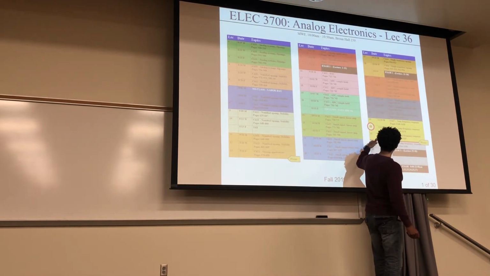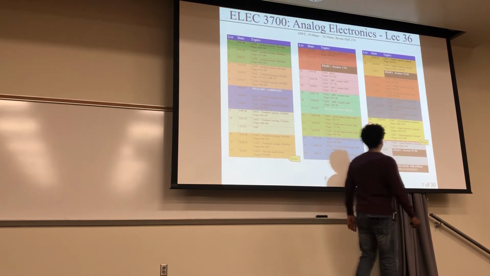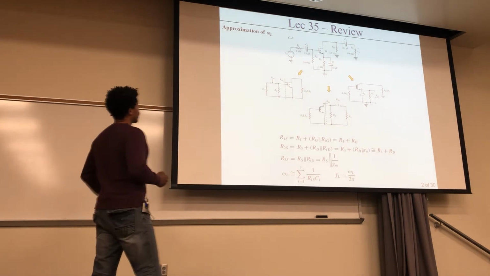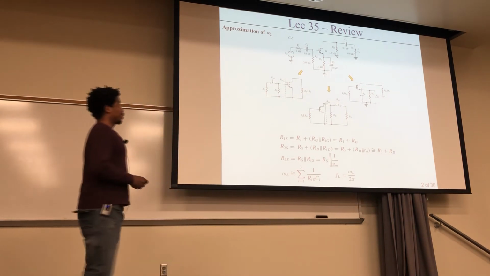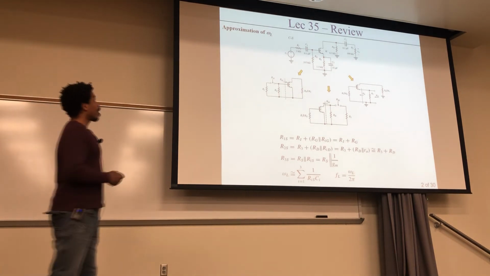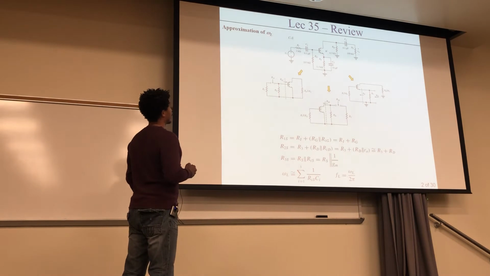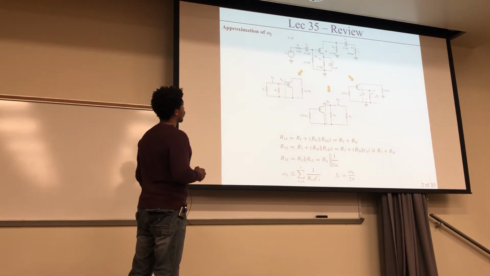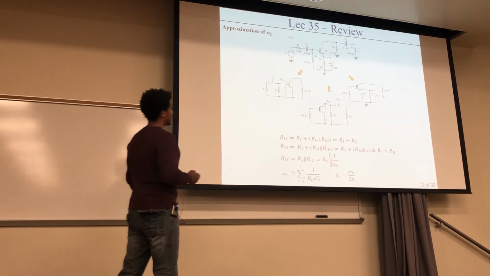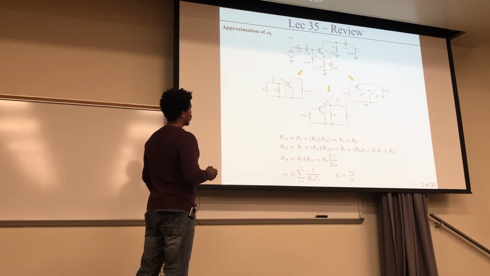Okay, so for review, lecture 35. In lecture 35, we looked at a method to approximate the lower cutoff frequency. We looked at a common source type of circuit and some other ones. Instead of looking at all of the zeros and all the poles, we just looked at the circuit itself and did an approximation straight from that, because a lot of times we are only interested in the lower cutoff frequency and the upper cutoff frequency.